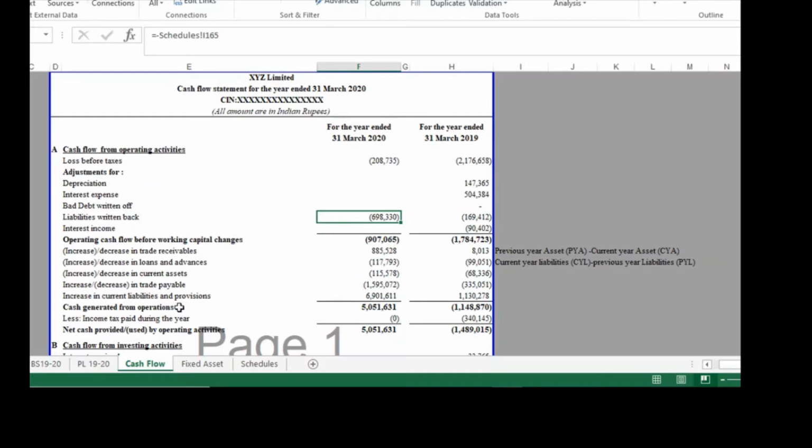So liabilities written back will be adjusted under trade payable or under current liabilities. In my case, it is current liabilities. So here, if in the operating activity we have subtracted, we are going to add it under the current liabilities.